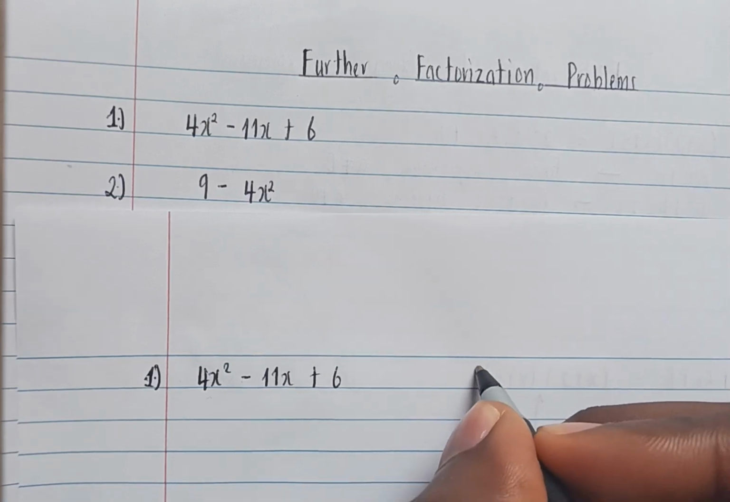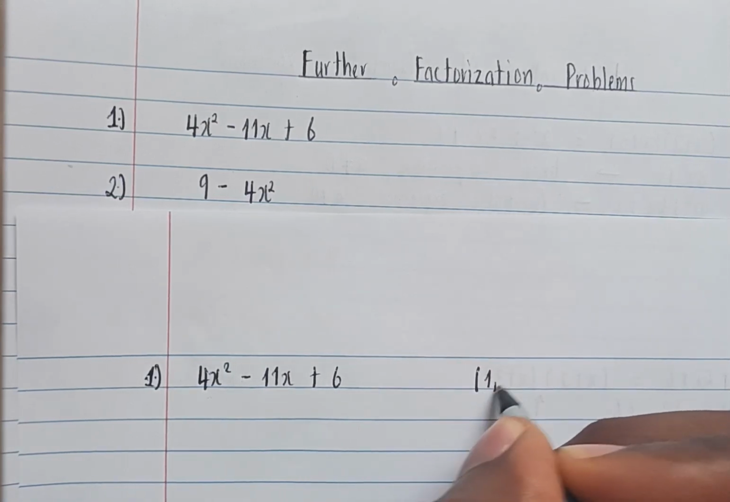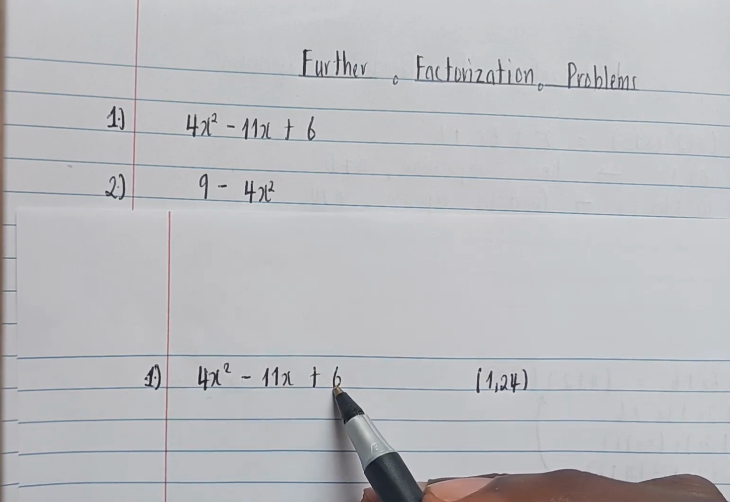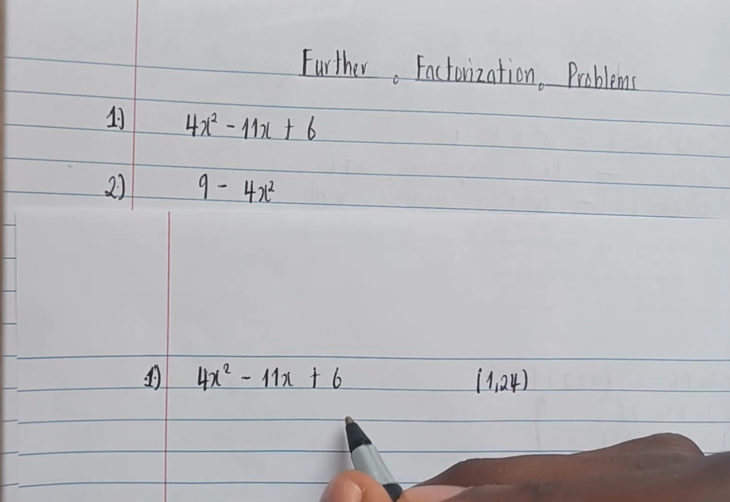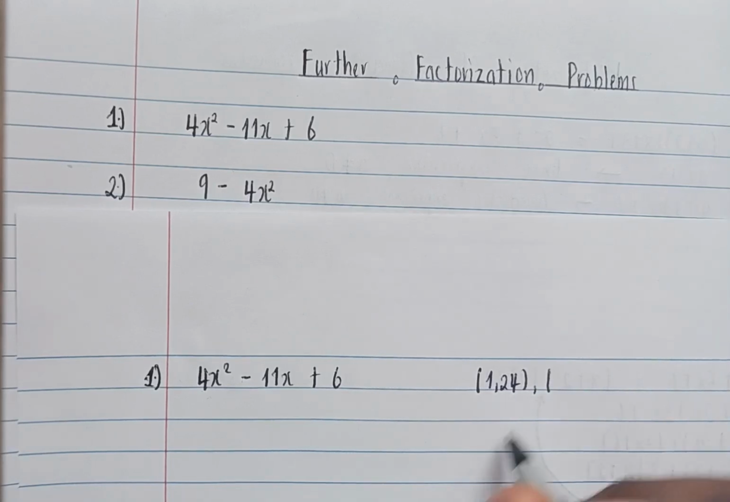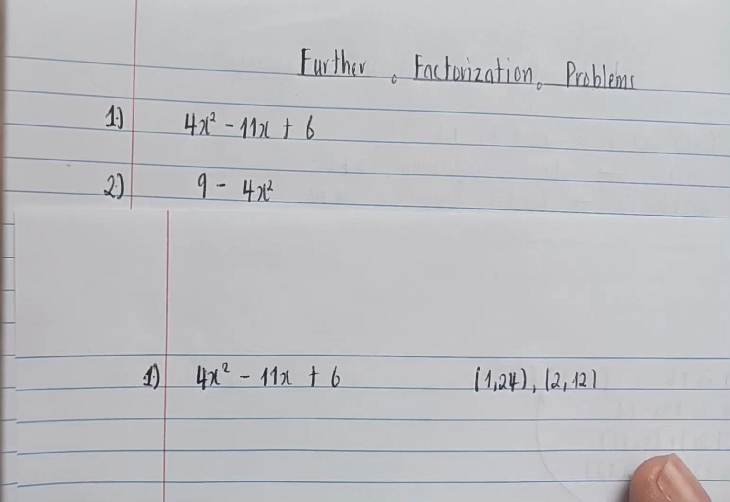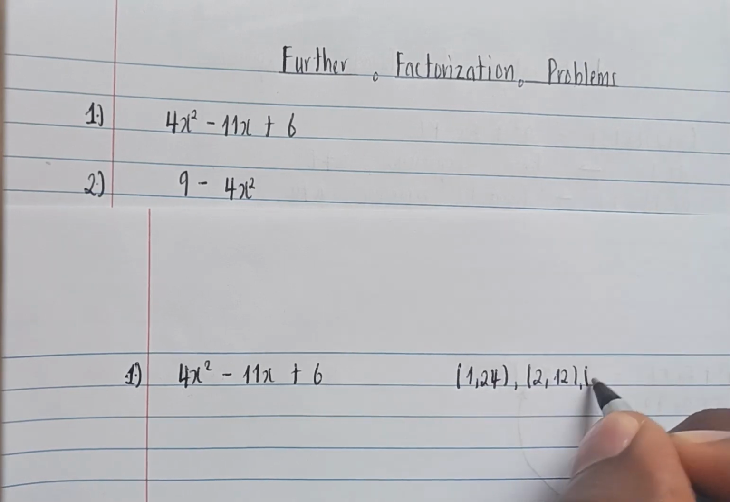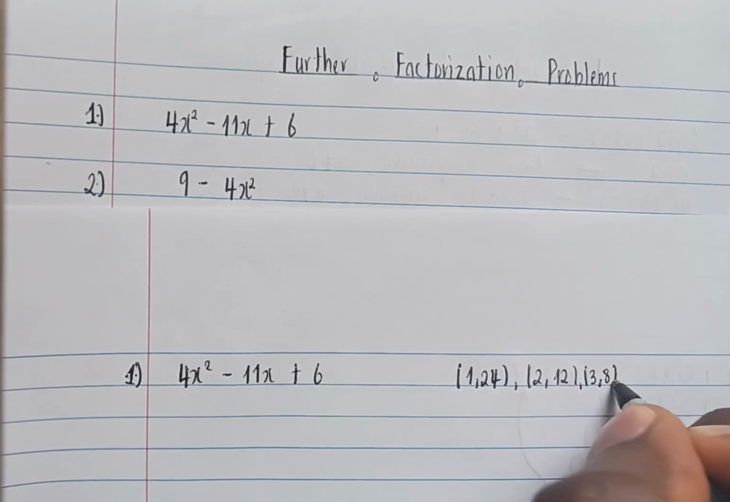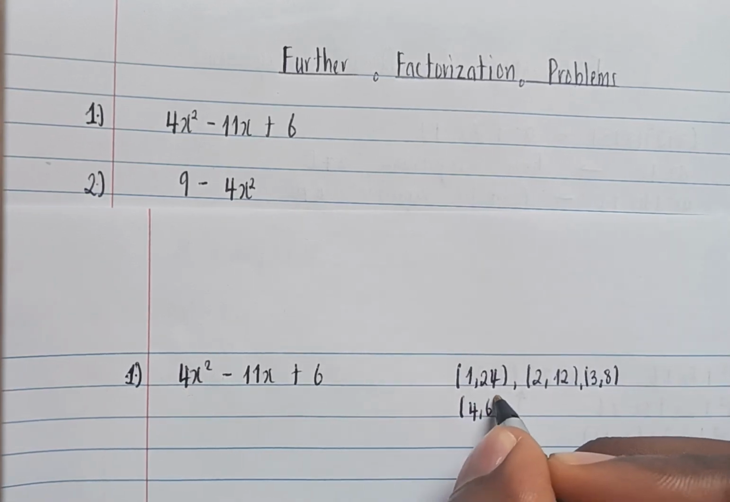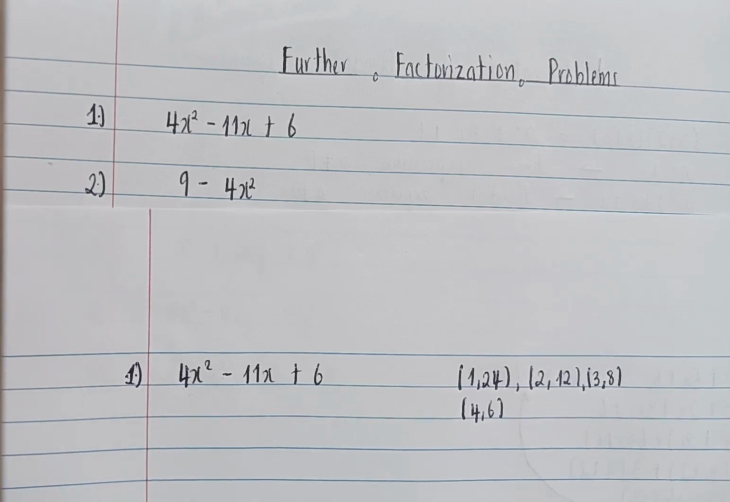So let me try. I'll have 1 and 24. Notice that we're multiplying 4 by 6, so 1 times 24 gives 24. I have 2 and 12. I have 3 and 8. I have 4 and 6. And I think that's it.